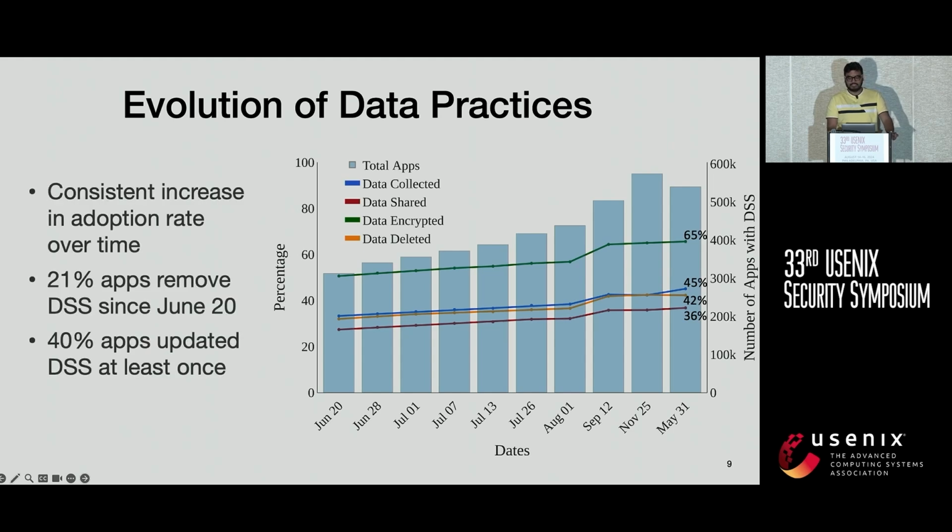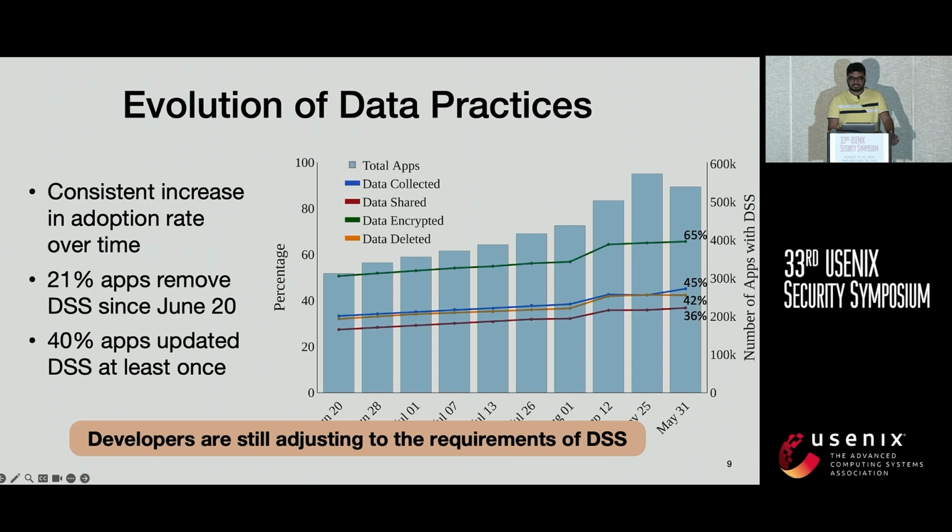In fact, we see that 21% of the apps remove data safety section since June 20th when we first started scraping, whereas 40% of the apps updated DSS at least once. So there is something going on which forces the developers to change their DSS over time. This indicates that developers are still figuring out the requirements, even after like 10 months.